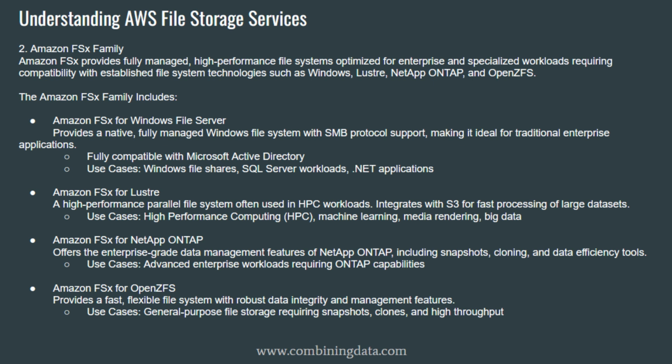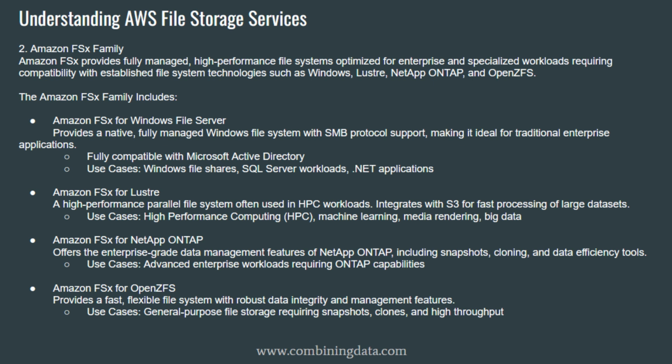Amazon FSx for Windows File Server provides a native Windows file system using the SMB protocol. It integrates directly with Microsoft Active Directory and is ideal for traditional Windows workloads, such as shared file servers, .NET applications, and SQL Server environments that expect SMB-based storage.